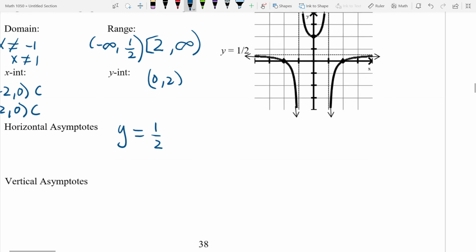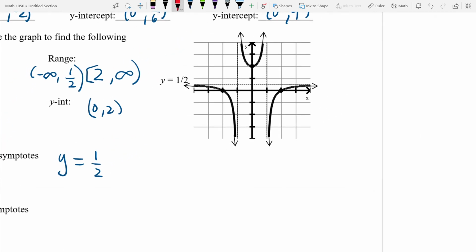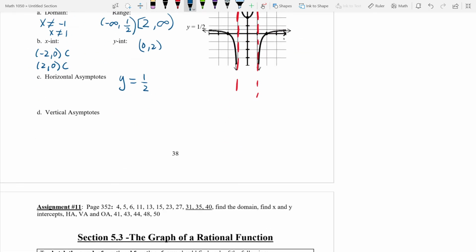How many vertical asymptotes do I have? 2. Everybody look right here. Remember I kept asking you and asking you, if you have 2 vertical asymptotes, how many pieces do you have to your graph? Do you see that? So I've got a piece over here, a piece in the middle, and a piece on the left. So you have 2 vertical asymptotes, and those asymptotes are x equals 1 and x equals -1.